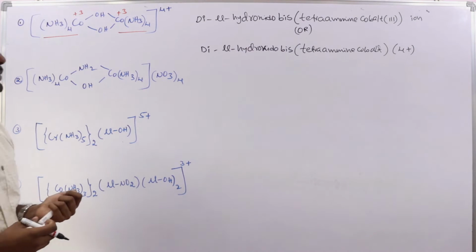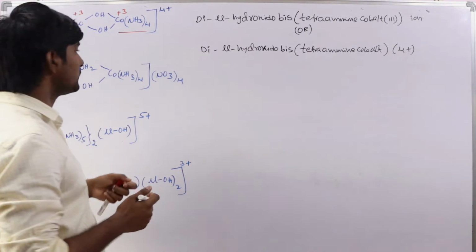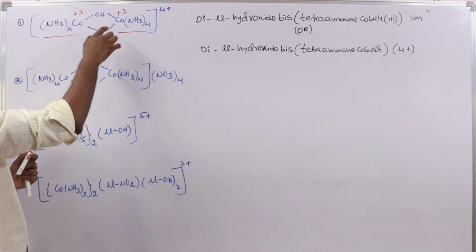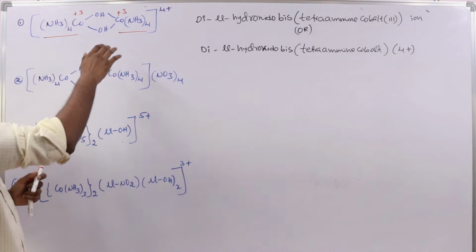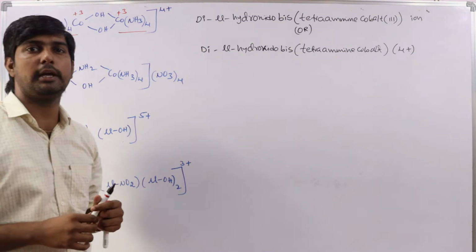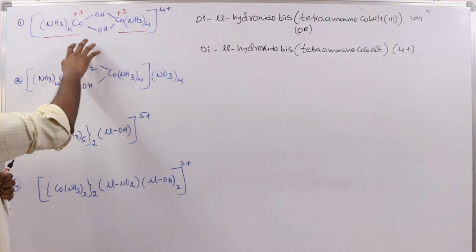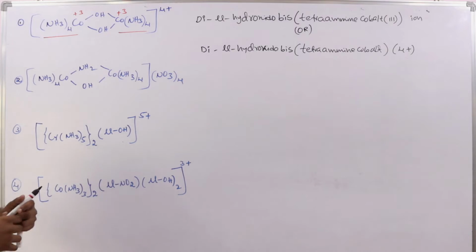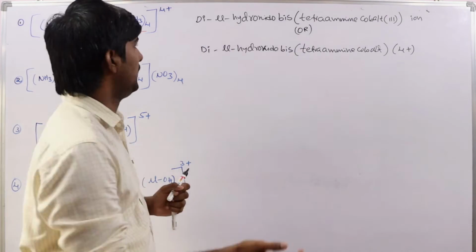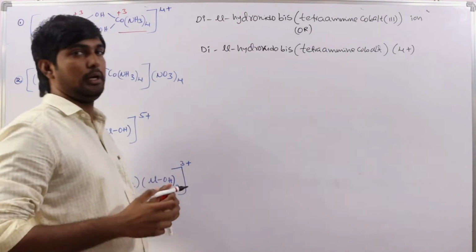According to IUPAC rules, what is its name? Bridged and non-bridged ligands are different, so first we write the non-bridged ligand name. Octaamine mu dihydroxido dicobalt 3 ion, according to the rules, and this is the other method.